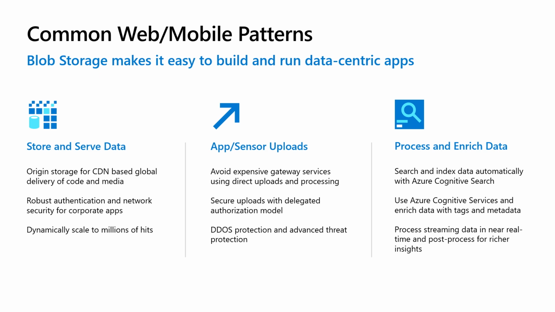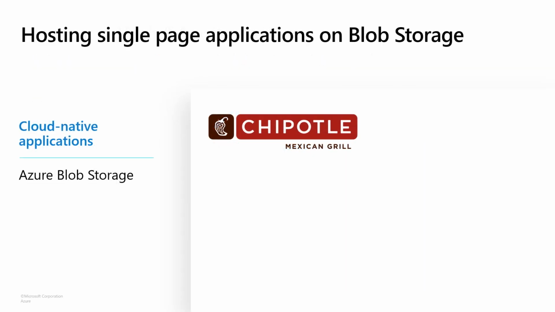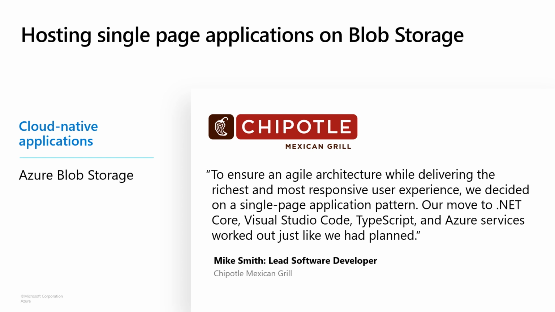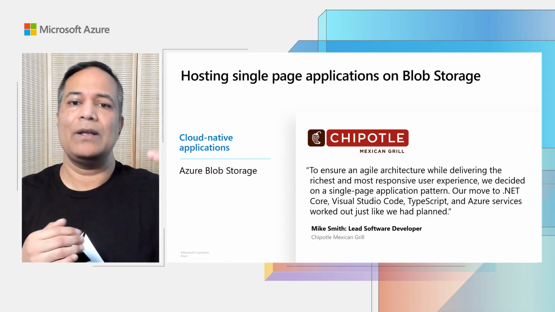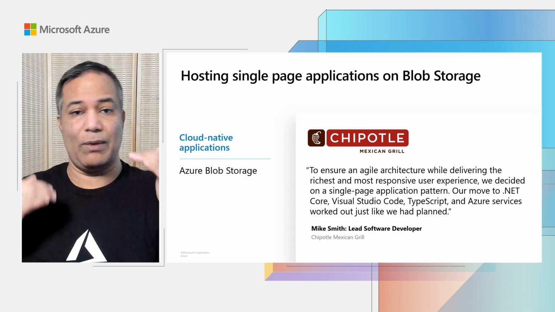So let's look at a couple of customers who have used these capabilities. Chipotle, when you go to the Chipotle website today, you're actually served a single page application, and that single page application is coming off of a CDN for which the origin storage is Blob Storage.